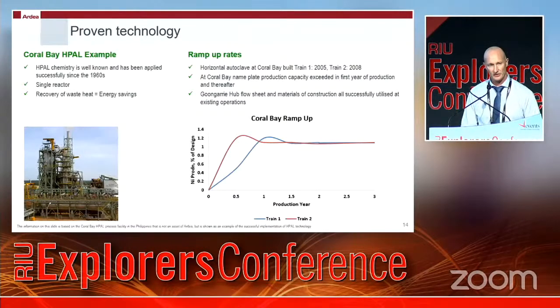Everything we are going to implement with the project development, it's tried and true and successfully employed at existing operations. Here at Coral Bay, we saw them ramp up two autoclaves to over 100% of nameplate capacity in under 12 months of operation, and that's exactly the success we're going to emulate at Goongarrie.